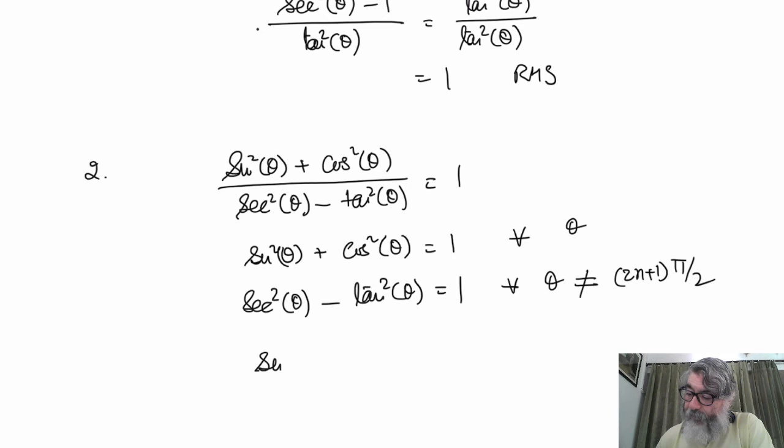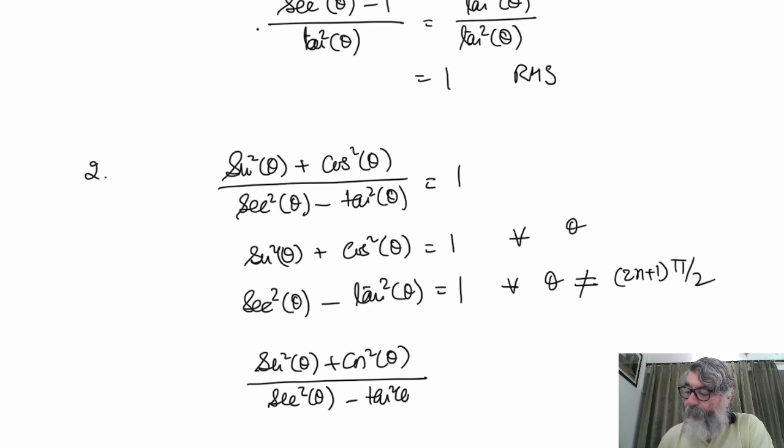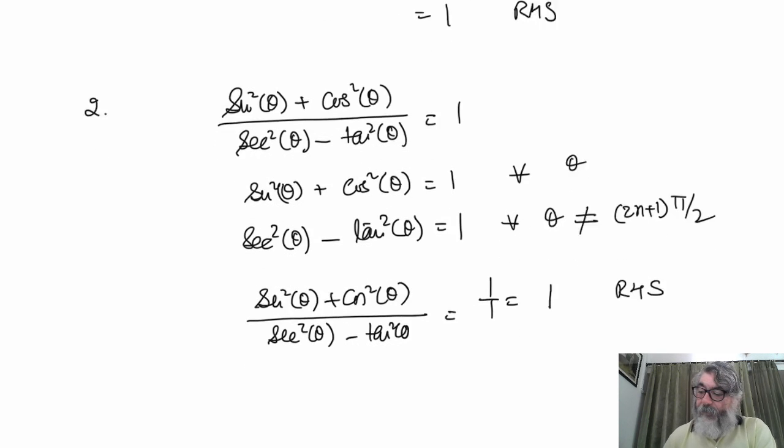So sin square theta plus cos square theta upon sec square theta minus tan square theta will be equal to 1 upon 1, which is equal to 1, which is again right hand side.